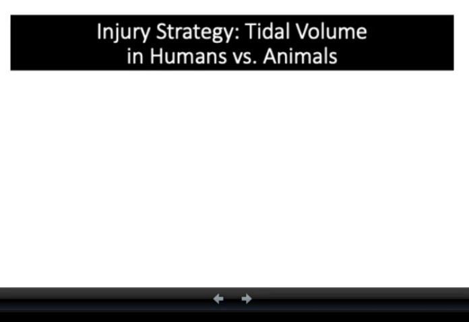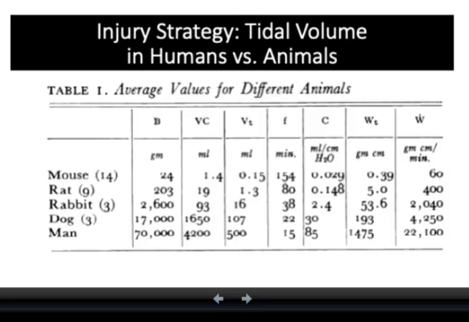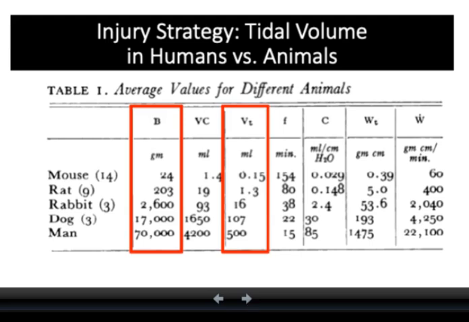Some of you will say, hold on, why should we apply human data to our much smaller patients that belong to completely different species? Several original experimental studies performed in physiology labs in the 60s and 70s showed that lots of different mammalian species have very similar tidal volume that equals about 6 milliliters per kilogram. If you take tidal volumes of mice, rats, rabbits, dogs, and humans from this study and divide them by their body weights, all of them will have an average tidal volume of approximately 6 milliliters per kilogram.